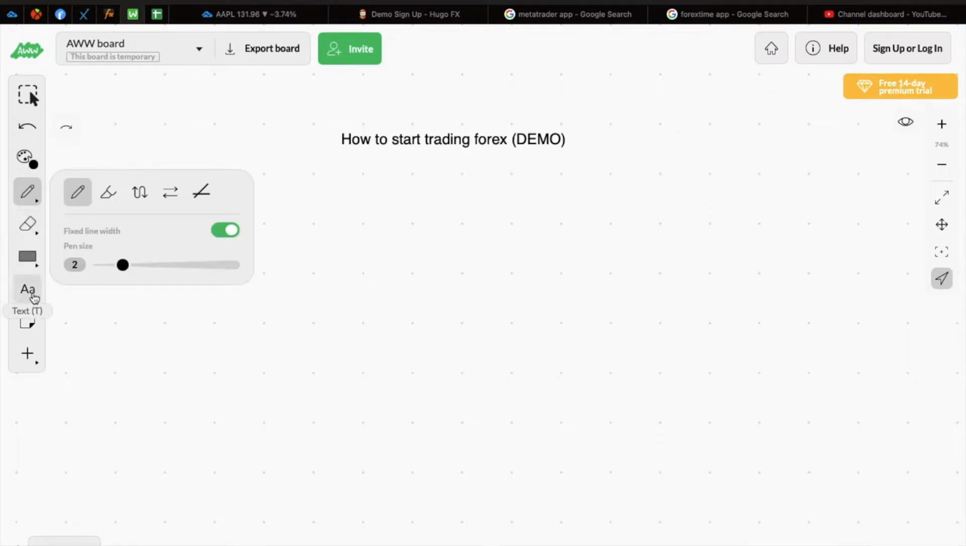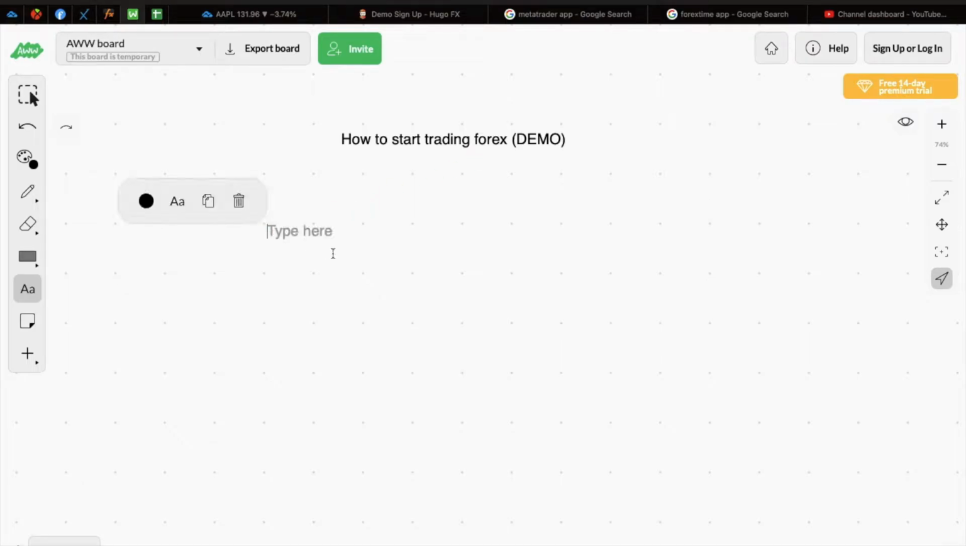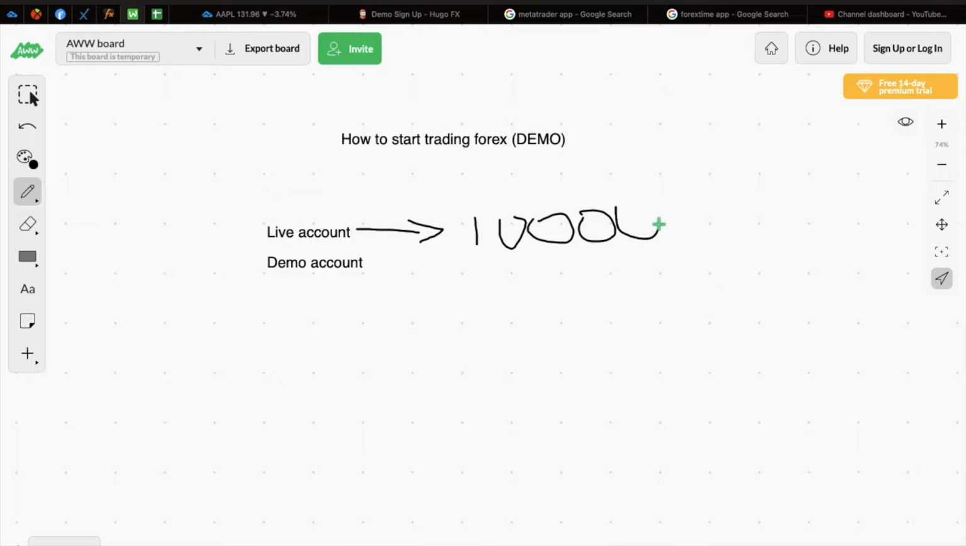So what does a demo account mean? Well, there are 2 different account types. There's a live account and there's what we call a demo account. A live account is real money, right? You're putting your real hard-earned money into it. Let's say you trade with $100,000 and make a 10% profit this month, that means you made $10,000.